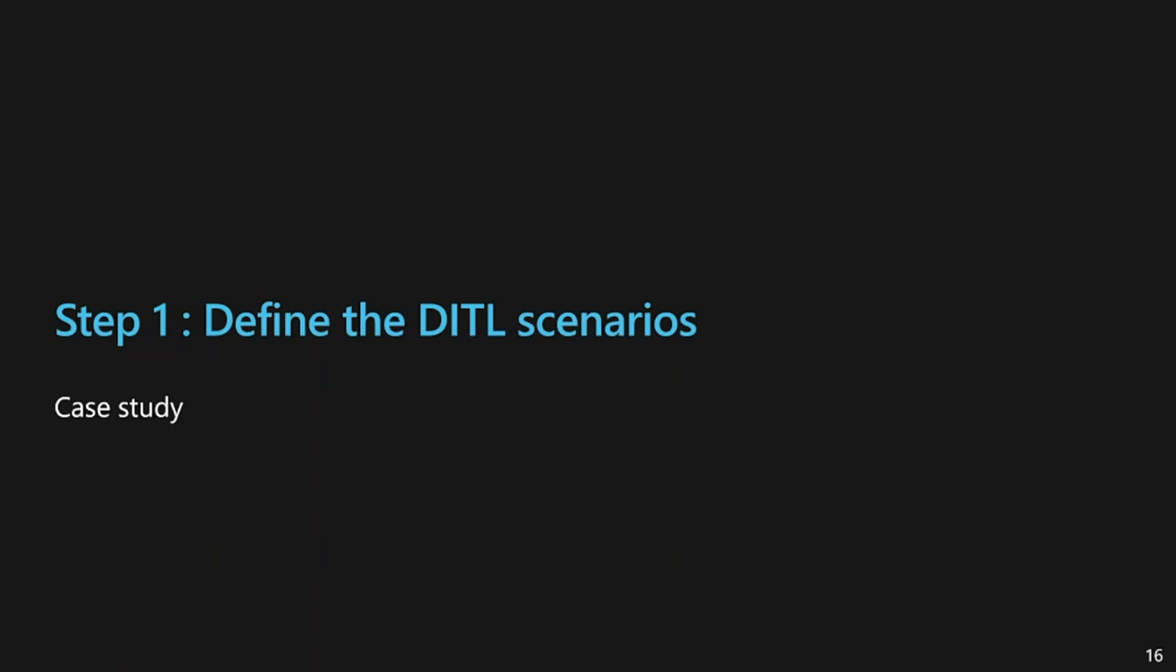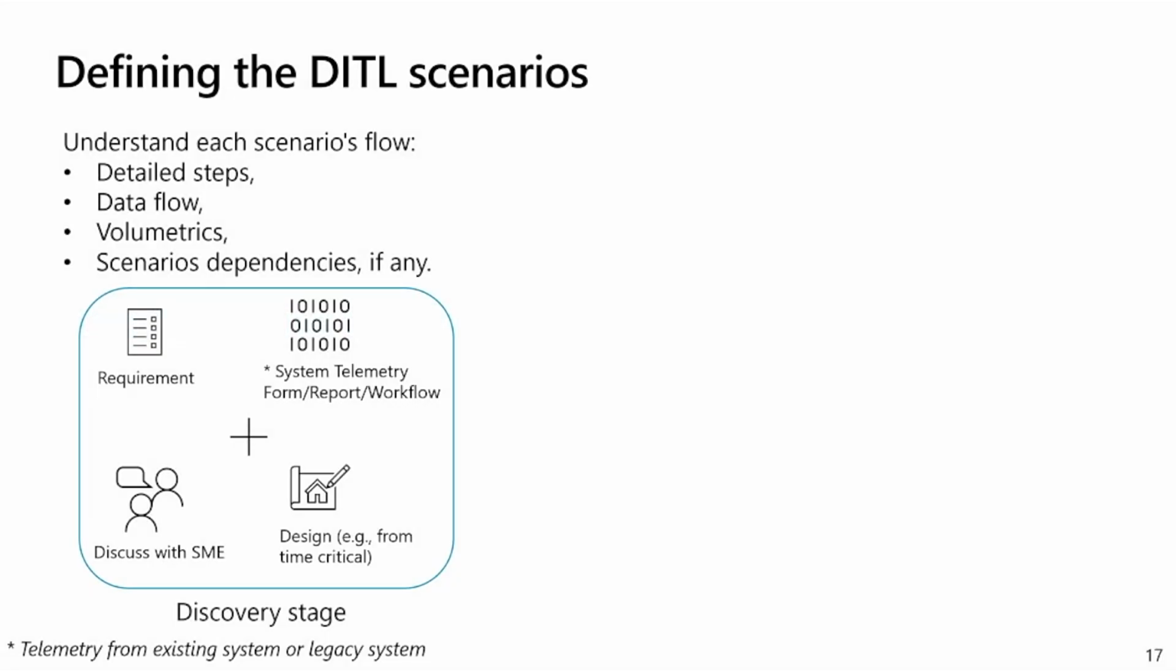So the first step, we need to define the day-in-the-life testing scenario that we talked about in the previous slide. As I mentioned before, in the planning phase we need to understand each scenario in full detail, step by step, regarding the process flow and the data flow. The data volume and the required dependencies are very important for us to plan when defining the day-in-the-life testing.